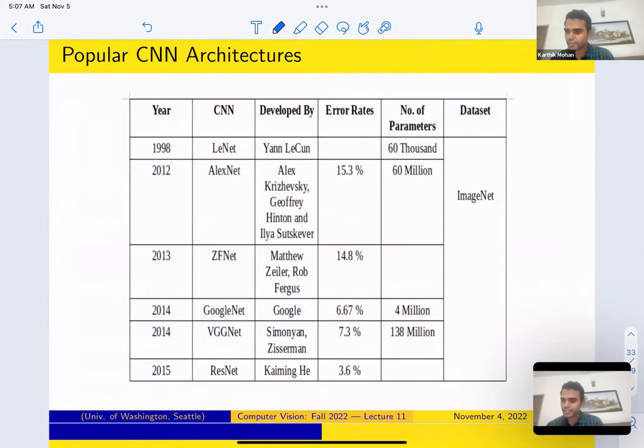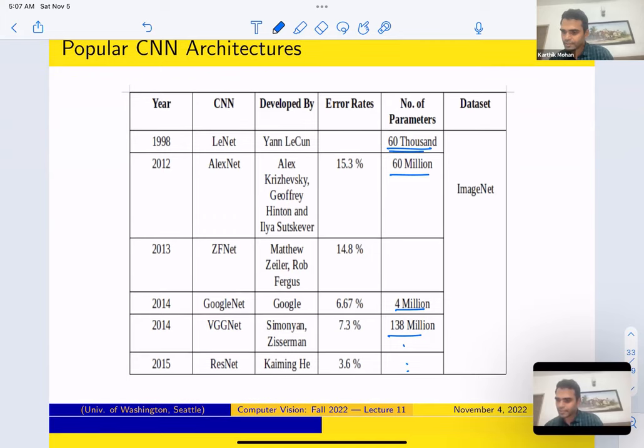Yeah, you can see the number of parameters as well. So the LeNet started with 60,000 parameters, which is nothing with today's computer resources, and especially nothing for a deep learning model. 60,000 is nothing. AlexNet had 60 million. ZFNet also had 60 million. GoogleNet had 4 million. And then VGGNet had 138 million and so on. So we'll talk about some of these architectures and their parameter spaces as well.